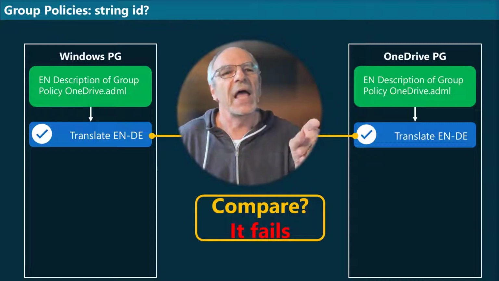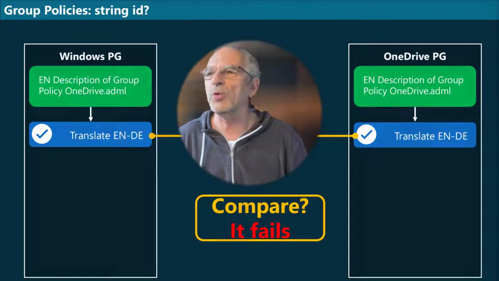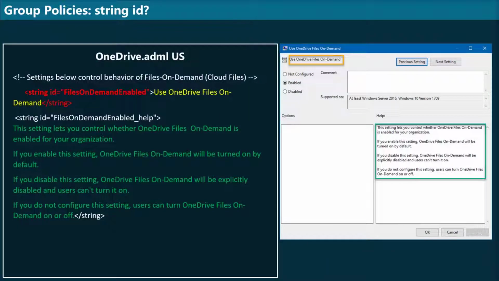So in the ADML file, we see all this stuff, and I show you the US version. I take only one of the group of the functionality here, which is "Use OneDrive Files On Demand". You know that. And there is a string ID in the ADML file. If you look for that, you have a string ID called FilesOnDemandEnabled. That's a string ID, and you see this is a description.